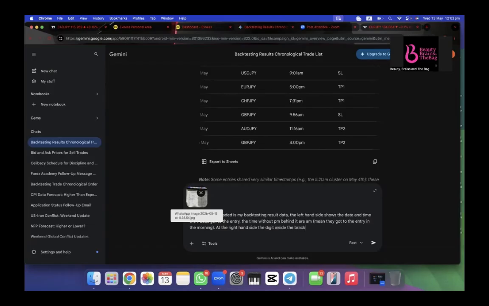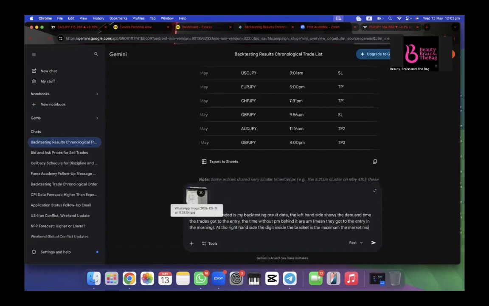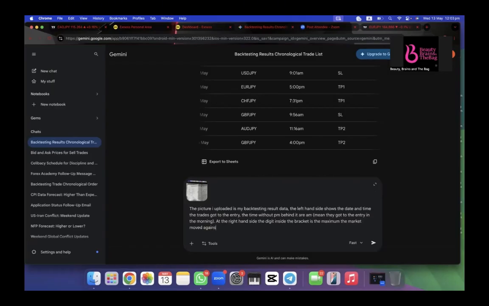Inside the bracket is the maximum the market moved against my intended direction, are you with me? And the digits outside the bracket is the maximum the market moves in my intended direction.